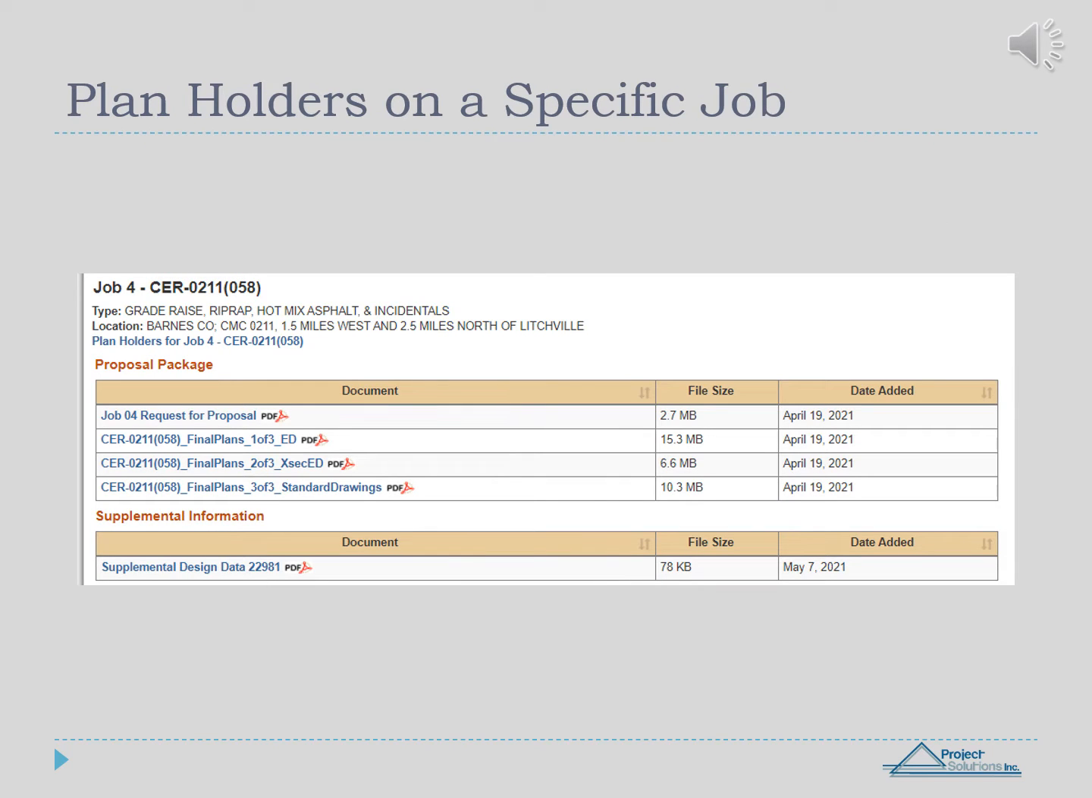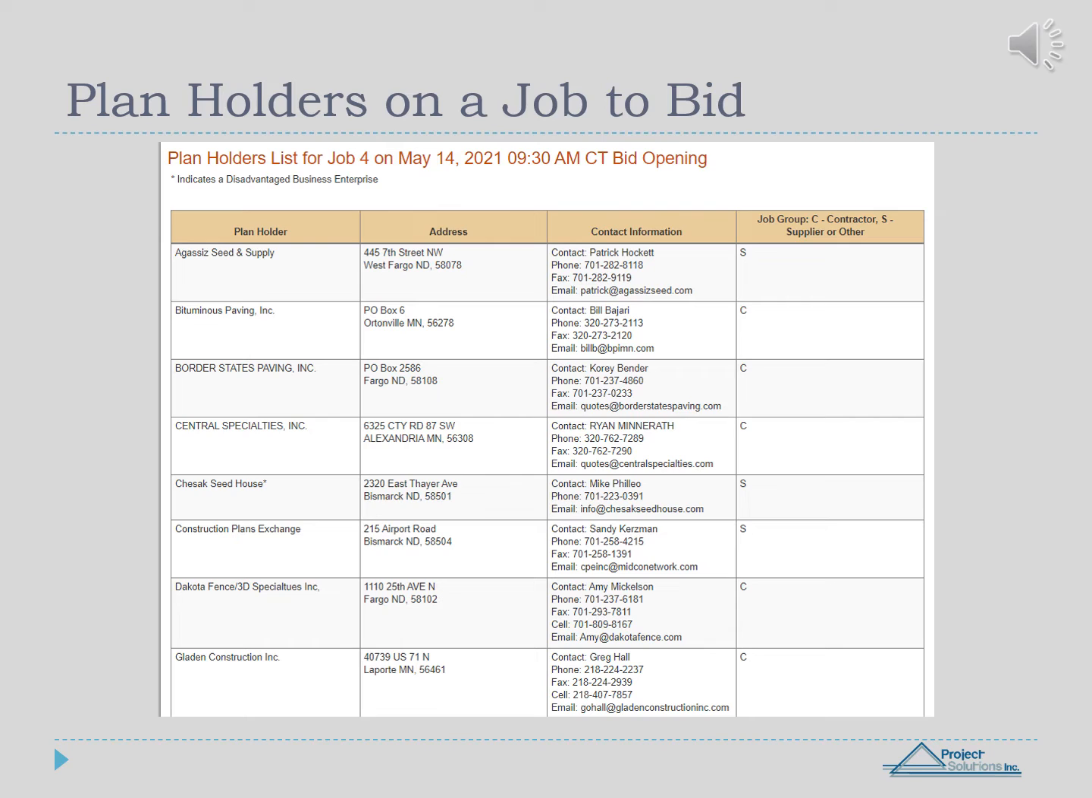There is also a specific plan holders list for each individual job. On the Plans and Proposals page, click on the Plan Holders link under the job information. The link will take you to a list of plan holders on that job only. Here we can see a list of plan holders for job number 4 from May 14th, 2021. Take special note of the contact information. Here you will find the actual point of contact with phone numbers and emails. And let's not forget, look for the asterisks denoting a DBE contractor or supplier.